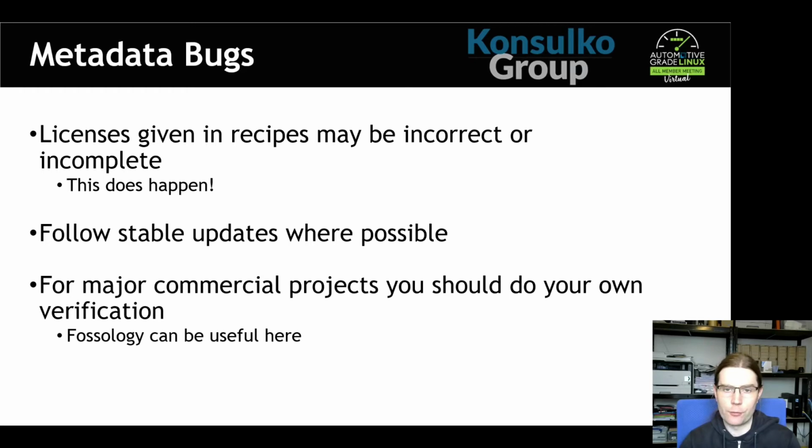So what I recommend to address this is that you follow the stable updates to Automotive Grade Linux and to Yocto project and any layers that you're using, and incorporate those stable release updates into your build. And if what you're working on is kind of a major commercial project, I highly recommend you do your own verification here. Fossology is a good tool that's widely used to do this. And if you do this, I recommend that if you do find any issues, you feed those back to the upstream projects so that they can be solved for everyone as well.